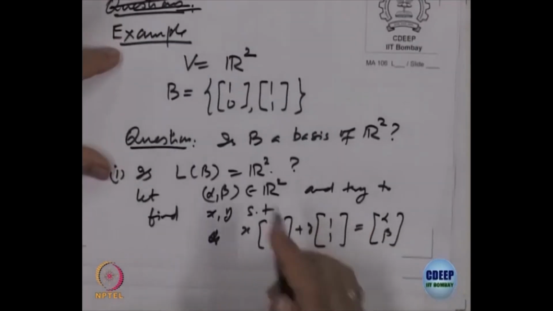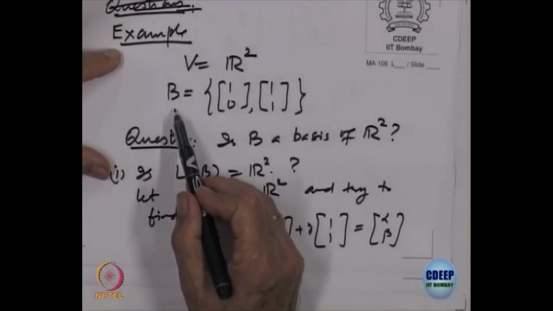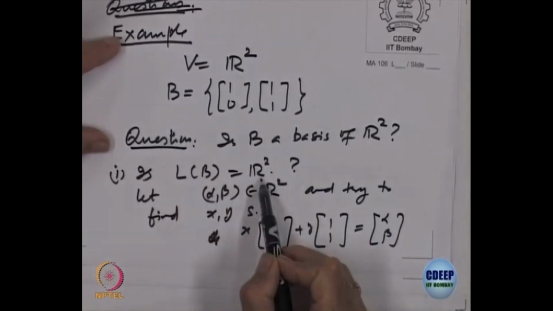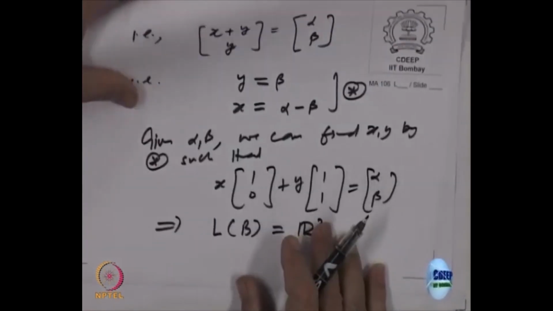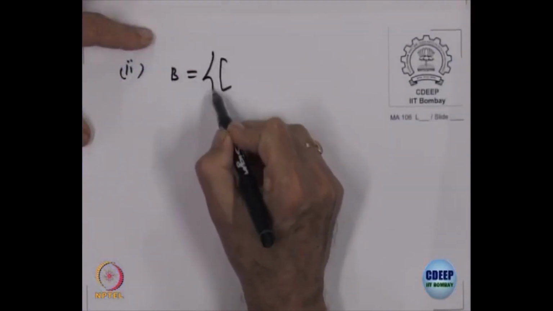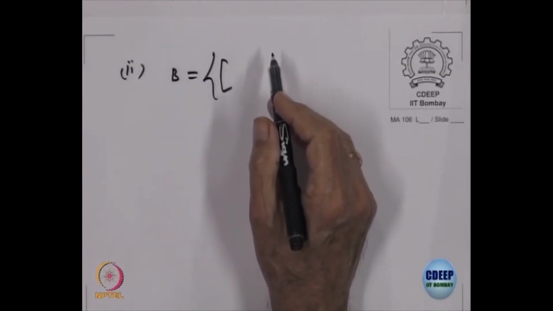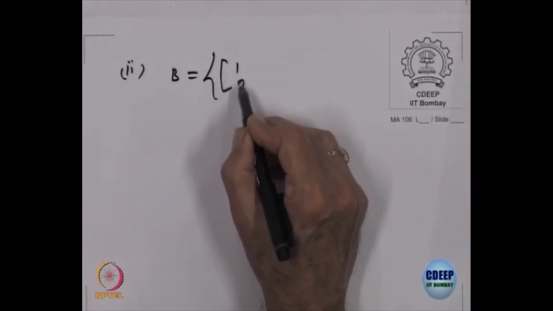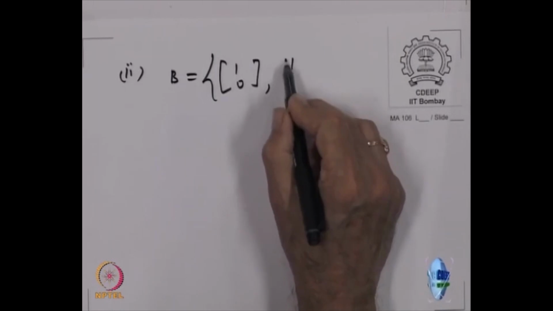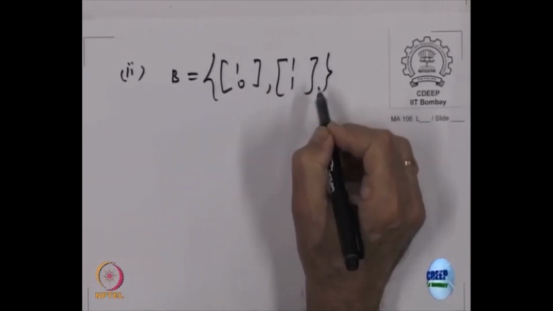So, one condition I have verified, right. To check whether this B is a basis or not, I have verified the condition. What is the second condition? I should verify that I cannot make it smaller, right. So, second, what is B? That was (1, 0) and (1, 1), right.